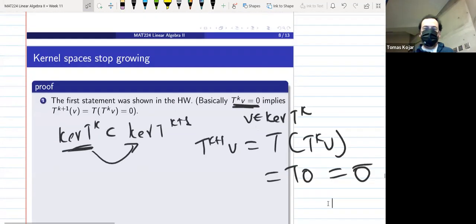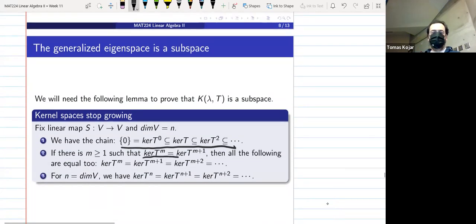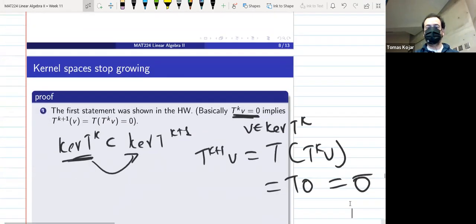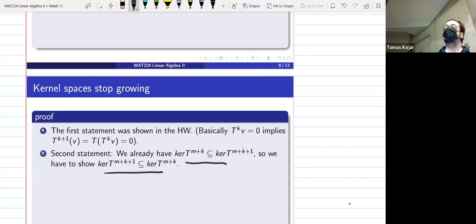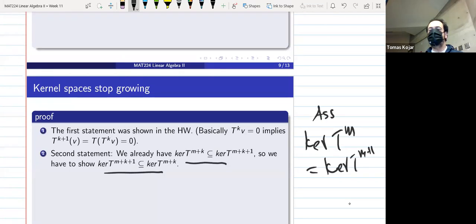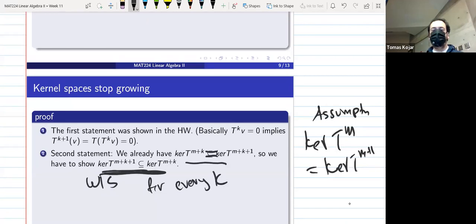The second one is the statement that the moment you reach equality, the ceiling, then they're equal forever. We're going to use this to prove part three, which is the interesting one. You already have the chain from part one, so you want to show the reverse. We're assuming that the kernel of T^m is equal to the kernel of T^(m+1). This is the assumption. We want to show this, because if you show this for every k, it will show that they're equal.